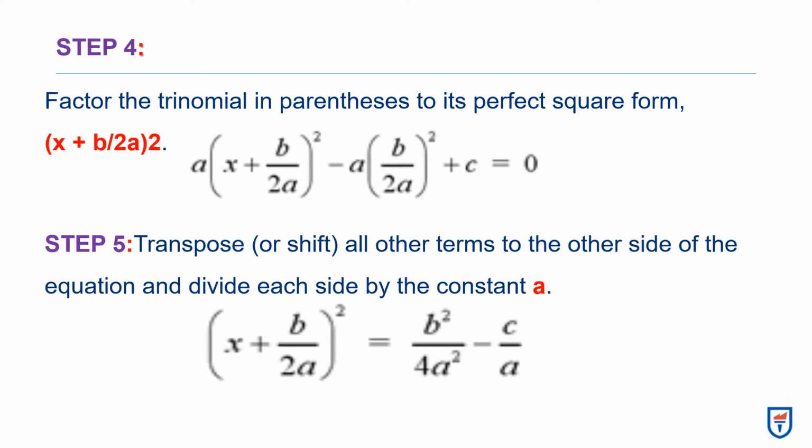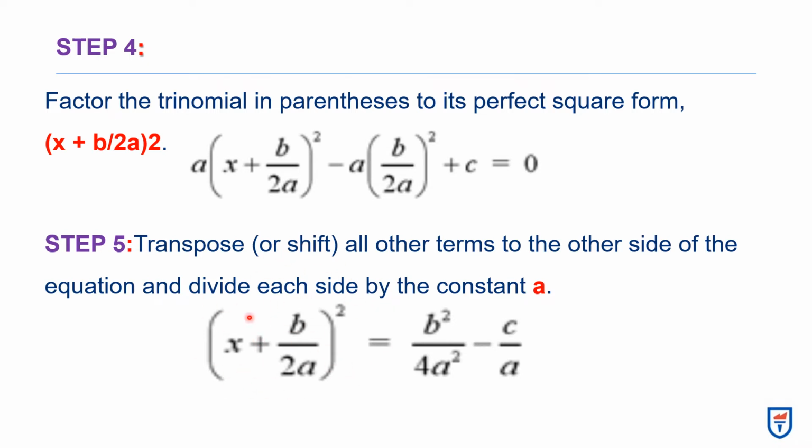On our fourth step, we're going to find the perfect square of our trinomial from the third step. So when we find the perfect square of our trinomial, we're going to get x plus b over 2a to the power 2 as our perfect square of our trinomial. And we have these constants that still remain, which is minus a times b over 2a to the power 2 plus c. And on step 5, now we're making the perfect square the subject of the formula.